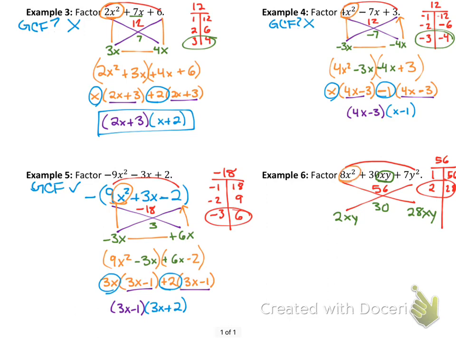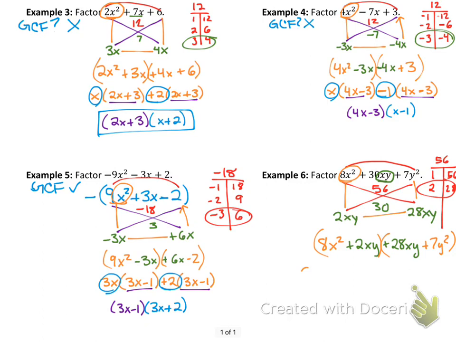Now we're going to write it all out. So we start in the upper left-hand corner, 8x squared. We go down to 2xy. We go over to 28xy. And we go back up to 7y squared. And we group. Now if I didn't use the middle variables, then this isn't going to work out. That's why it's essential.